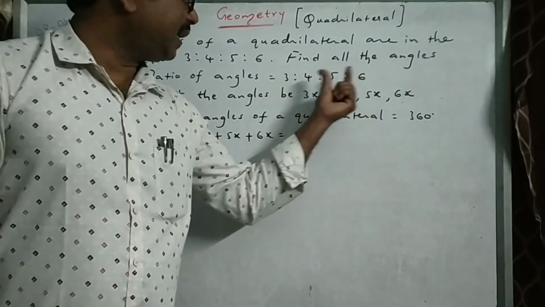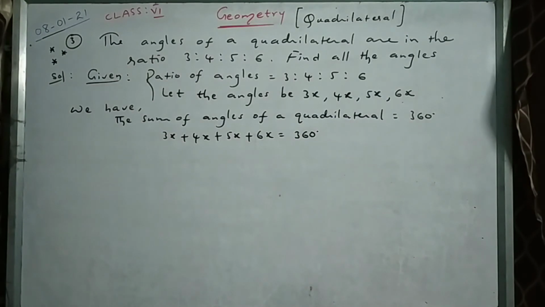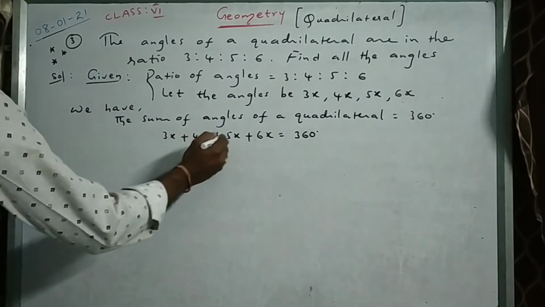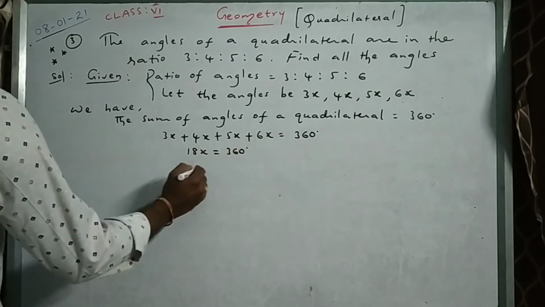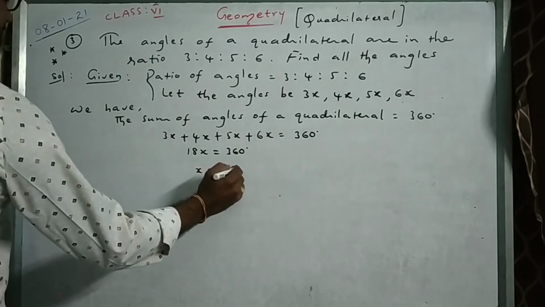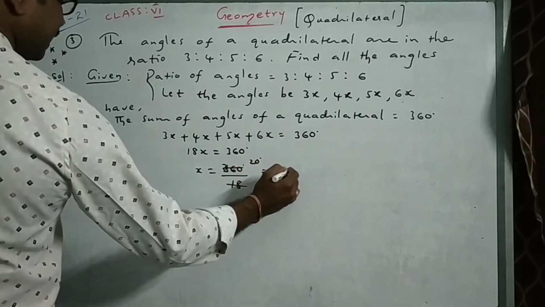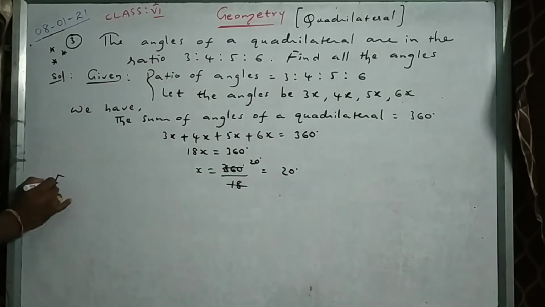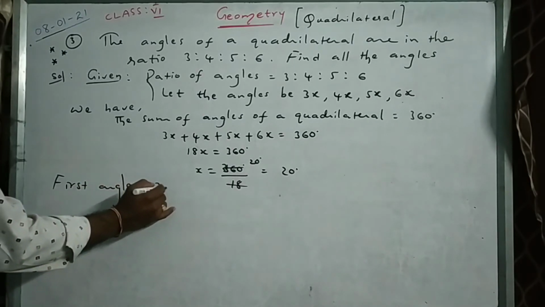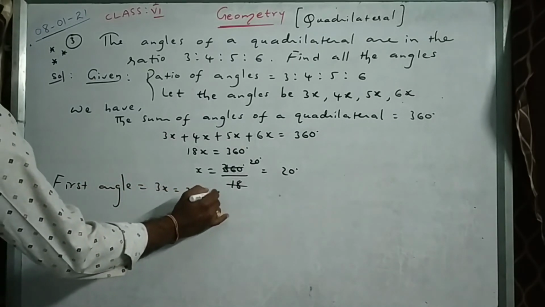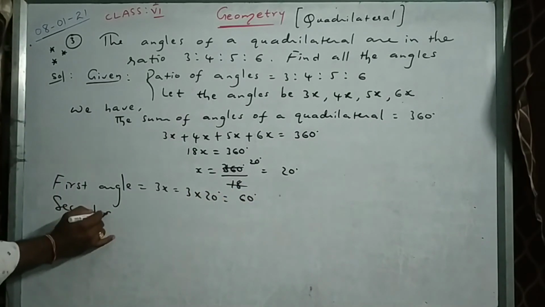They have given the ratio of the angles 3, 4, 5, 6. Take 3x, 4x, 5x, 6x, add them. 7 plus 5, 12 plus 6, 18x equal to 360. x equal to 360 upon 18. I got the value of x as 20. Now I can find the first angle. What is the first angle here? 3x, that equal to 3 into 20. 3 20s are 60.